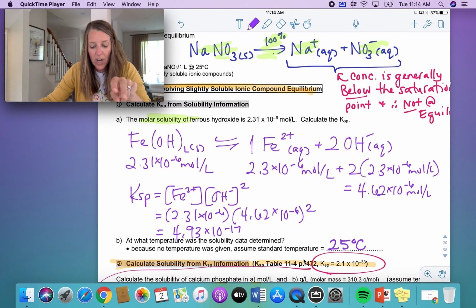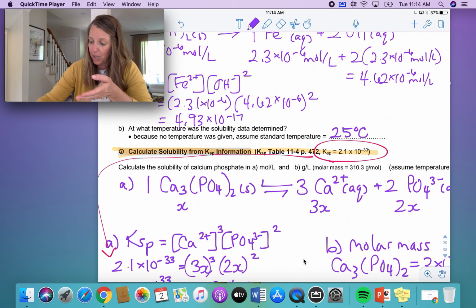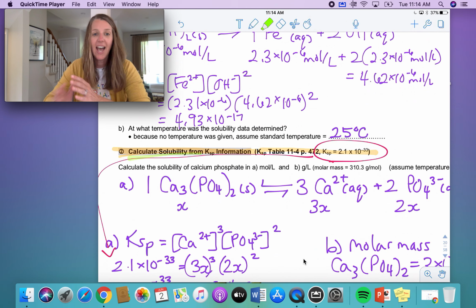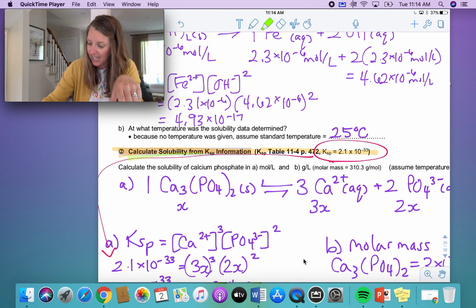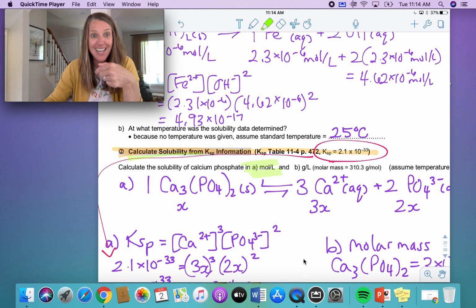Now, what if you have to go and reverse that? So question number 2 down below here is now, let's take the solubility information from the table in the textbook and calculate the molar solubility. Part A, calculate what the solubility is. So it's moles per liter. The second part of the question asks you to convert it into grams per liter.